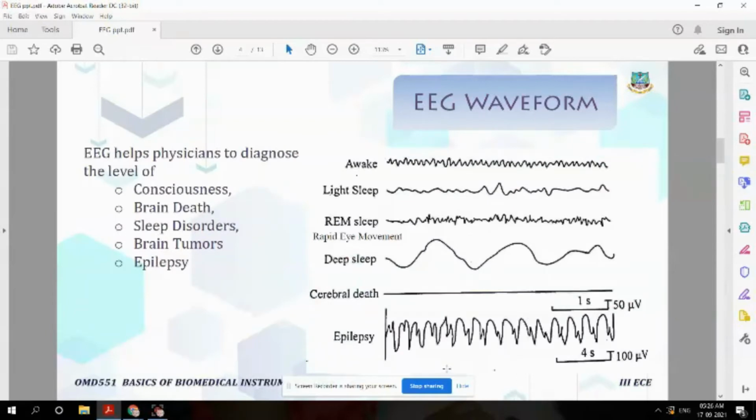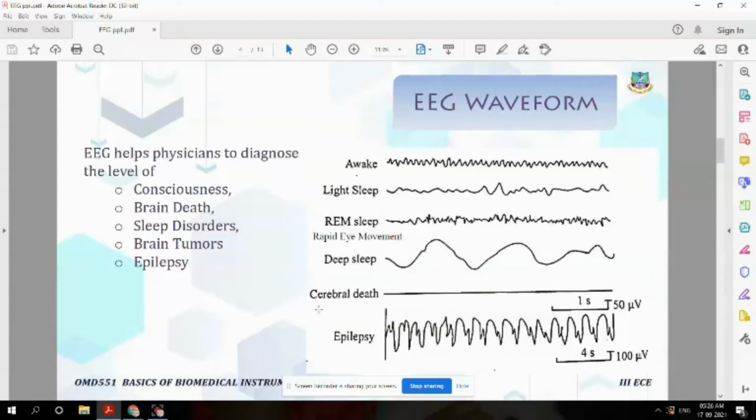EEG waveforms. This EEG helps doctors to diagnose the level of consciousness, brain death, sleep disorder, brain tumor, and epilepsy. These are the waveforms associated with when the person is awake. This type of wave will be presented. When the person is not in deep sleep, but in light sleep, this type of wave will be presented. Then REM sleep, that means rapid eye movement. This waveform is the deep sleep.